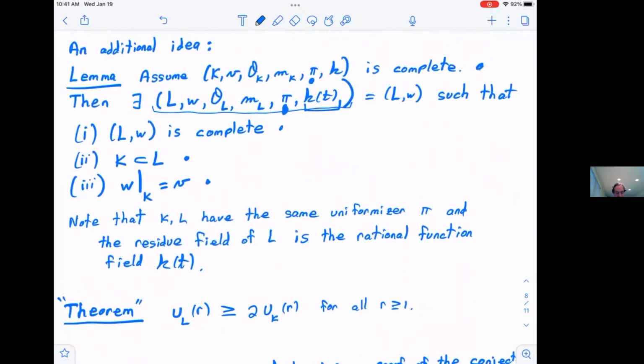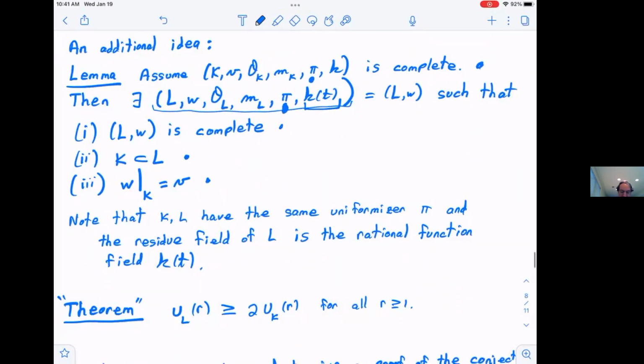Now, theorem in quotation marks. Because I'm being honest, I don't have a complete proof yet. It appears to be true, but the proof is not completely there, but it's pretty darn close. And it says the following: for these two fields, K and L constructed above, the U invariant U_L(R) is greater than or equal to 2 times U_K(R).